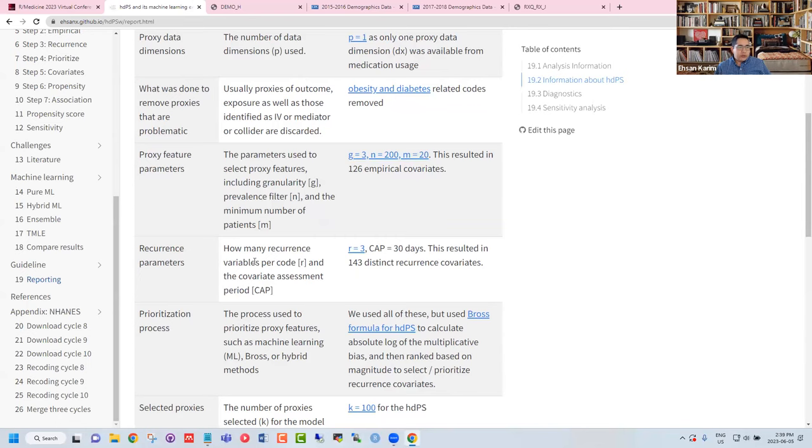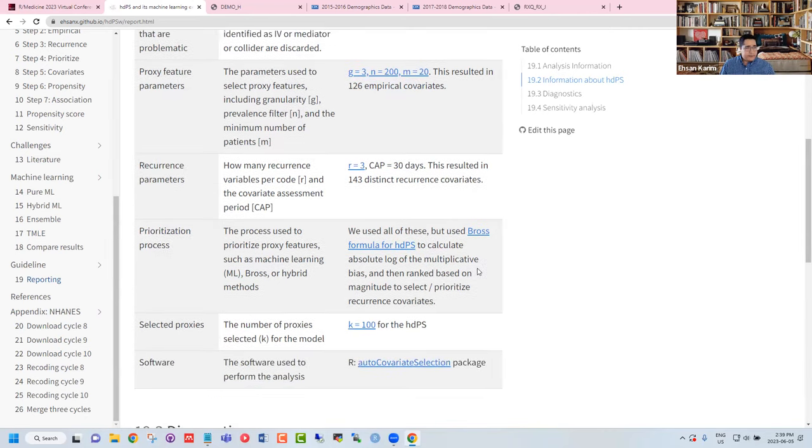In terms of the recurrence covariates, usually three different recurrence covariates are used. These are binary covariates based on the recurrence, whether the code happened only once, sporadically, or frequently. The covariate assessment period in our analysis was 30 days, but if you look at the literature, it can be 6 months to 2 years. One year is popular, and six months is the most popular in the literature.